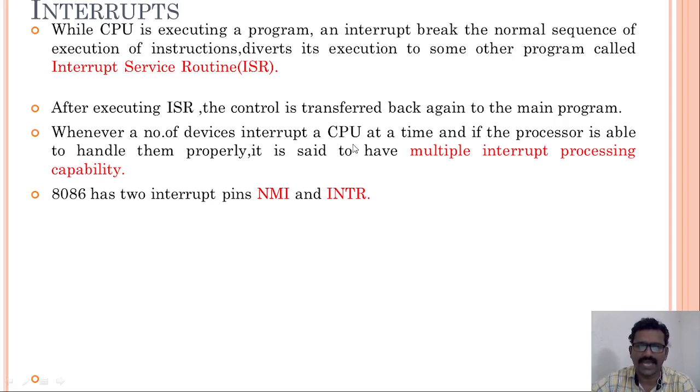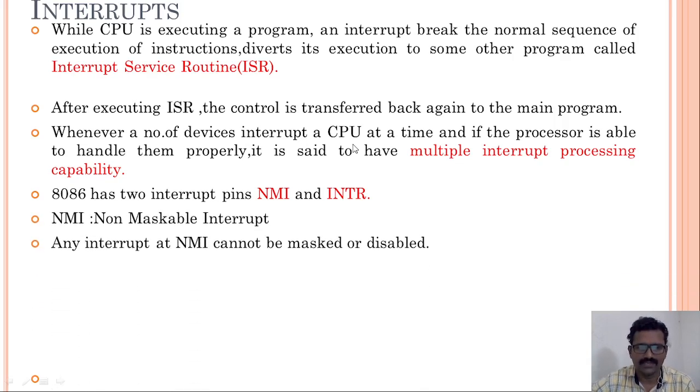8086 has two hardware interrupt pins, that is NMI, non-maskable interrupt, and INTR, interrupt request. These two are the interrupt pins available in the 8086 microprocessor. Among these two, the non-maskable interrupt has higher priority than the interrupt request pin INTR. Non-maskable means that an interrupt occurring through this pin is served by the microprocessor. It cannot be masked.